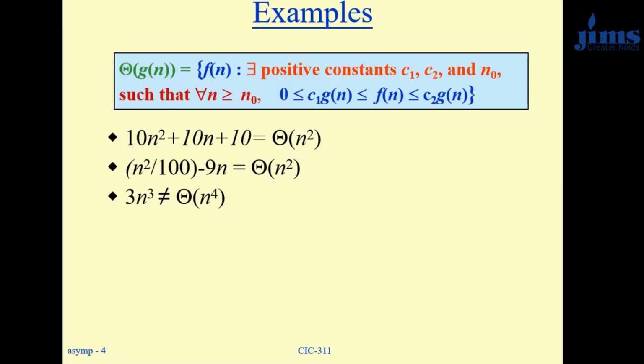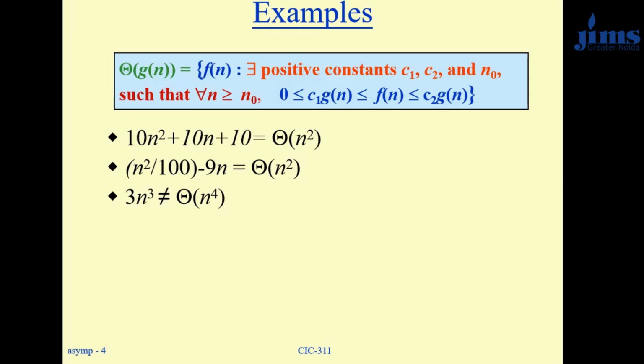In this case, if I take C2 equal to 1, C2 g(n) will be 1n square. Now we know that the value of 1n square will be greater than this function f(n) for all values of n greater than or equal to 0. So we can say the upper bound holds from 0 onwards itself. But for the lower bound, I say that the value of C will be very, very less. It will be lesser than 1.